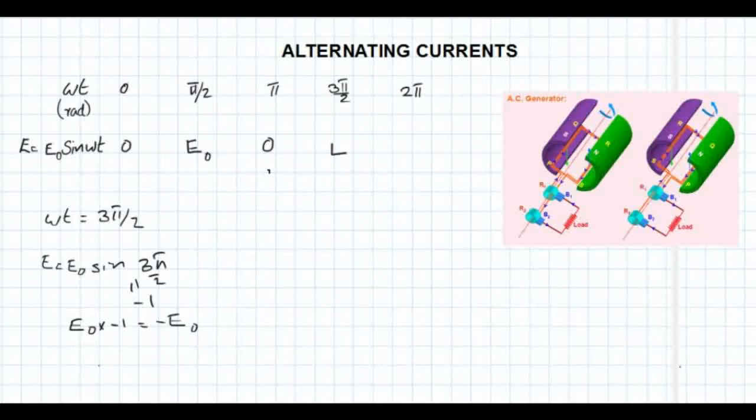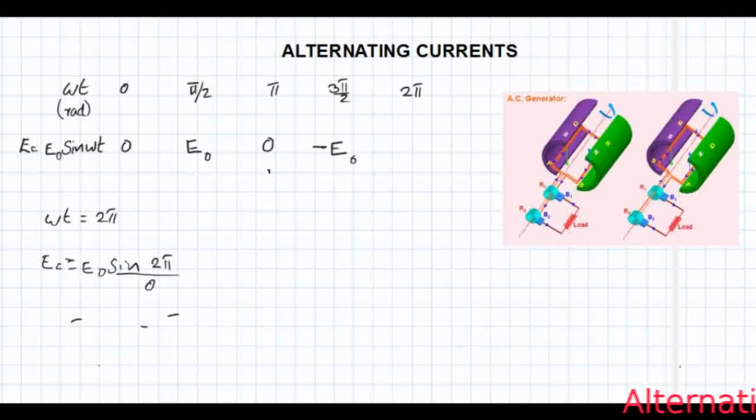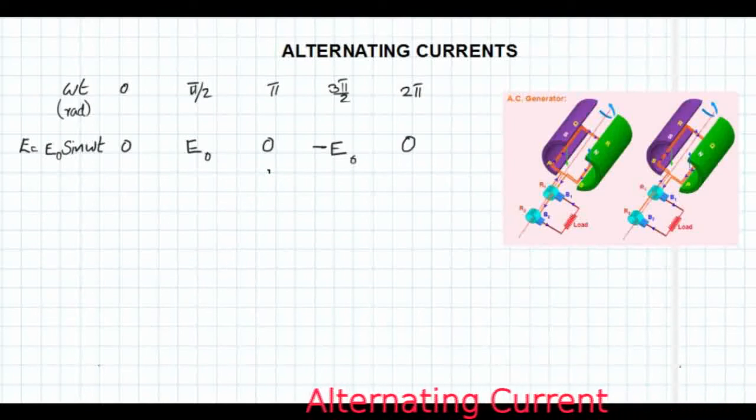Therefore it is minus E0. Next it is 2 pi. That means 360 degree. And sin 360 degree is equal to what? 0. Therefore again E0 into 0 is equal to 0. So this is how the value of E changes, right?